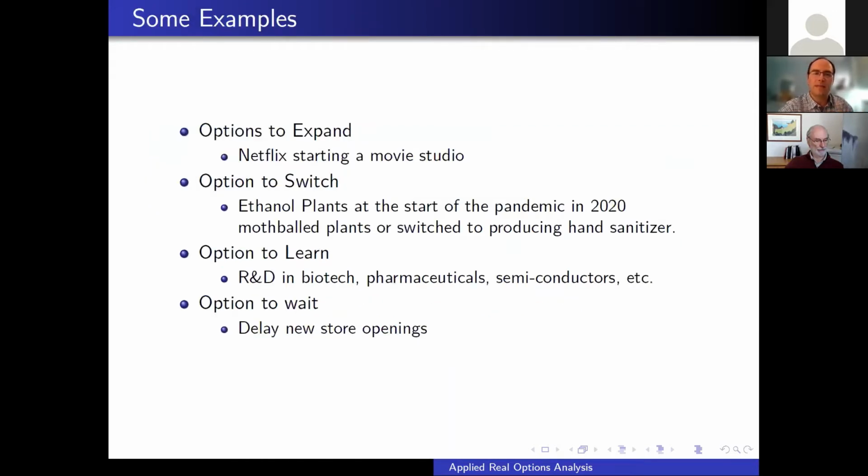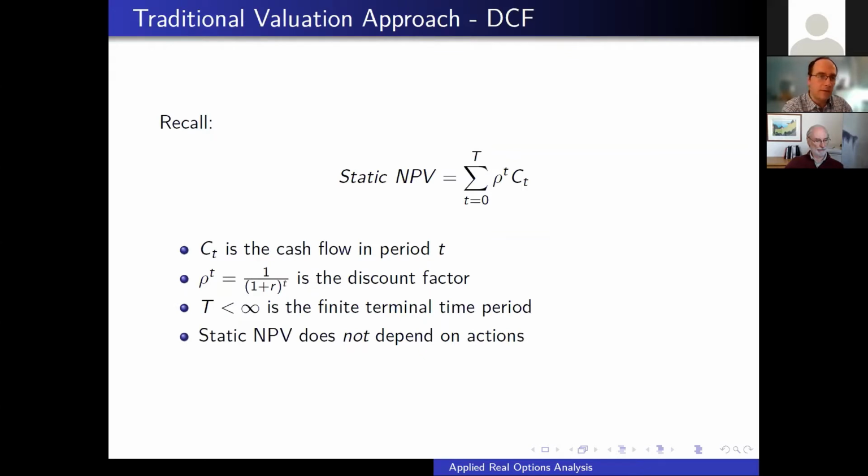So here are some basic examples: the option to expand, the option to switch, options to learn, options to wait. The switching example is the ethanol plant. At the start of the pandemic, I remember reading on Bloomberg, all these ethanol plants were wondering what they were going to do, and a lot of them switched their operations to producing hand sanitizer, and others were mothballed. So those are options that can be modeled explicitly when you're making the investment decision to either invest or develop a new plant.